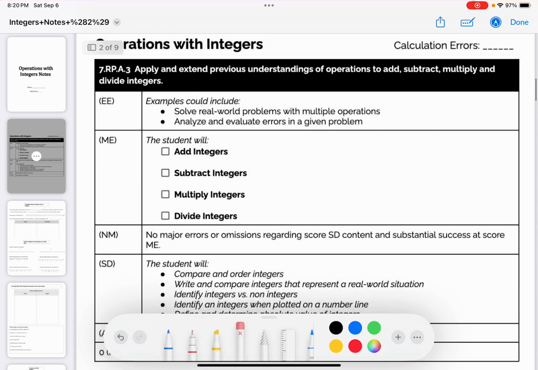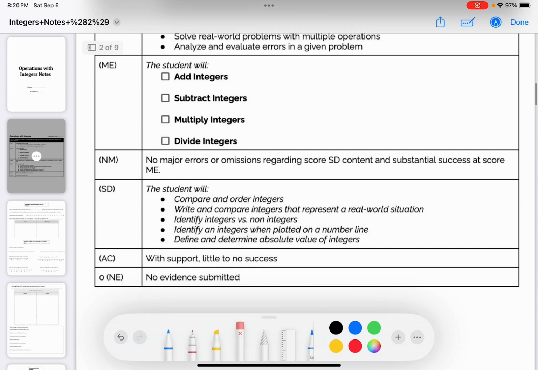So the 4 learning targets we have for this unit are that you will be able to add, subtract, multiply, and divide integers. But before we do that, we need to talk about some integer basics.